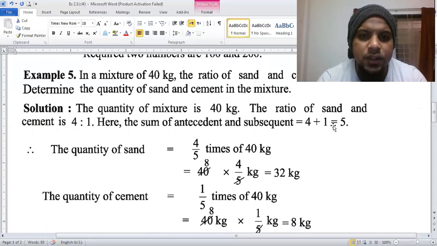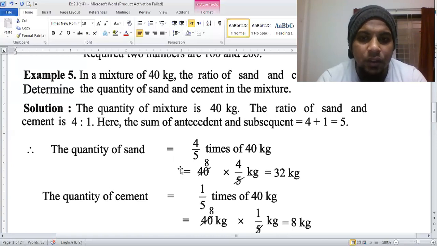The quantity of sand: the sum of the ratio is 5 and the quantity of sand from the ratio is 4, and the total weight is 40 kg. That means the weight of the mixture is 40 kg. Okay, 4 by 5 times of 40 kg, where 4 is for sand and 5 is the sum. 4 by 5 times of 40 kg, 40 into 4 by 5, 5 8s are 40, 8 4s are 32.